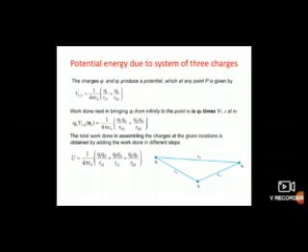Accordingly, when we substitute the equations, we get the expression 1 by 4 pi epsilon naught within brackets Q1 Q3 by R13 plus Q2 Q3 by R23. Therefore the total work done in assembling three charges at the given locations is obtained by adding the work done in the different steps. When you add up, finally we get the potential energy due to the system of three charges: 1 by 4 pi epsilon naught within brackets Q1 Q2 by R12 plus Q1 Q3 by R13 plus Q2 Q3 by R23.